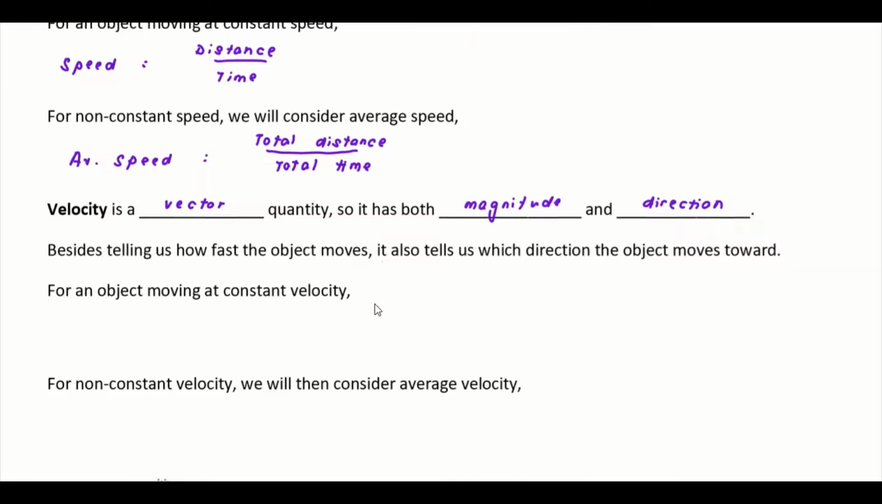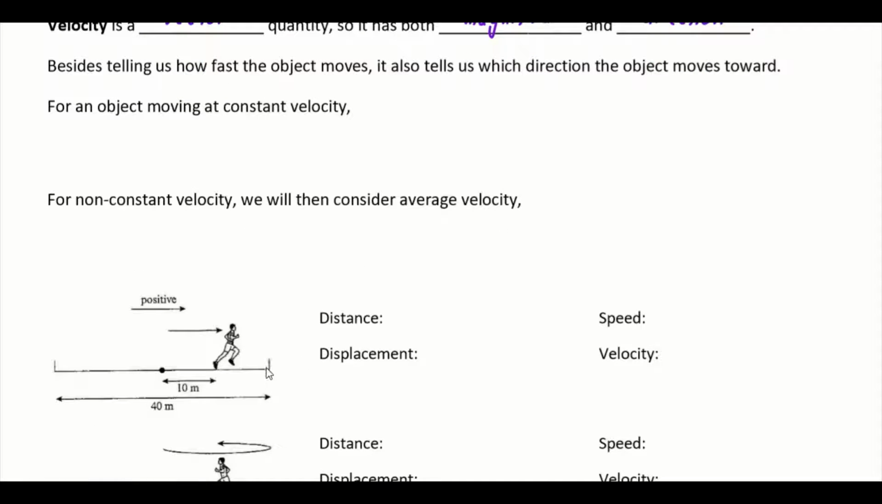We are going to look at a simple illustration later by using this example here. Similar to speed, for an object moving at a constant velocity, you can always get the velocity by using displacement divided by the time.